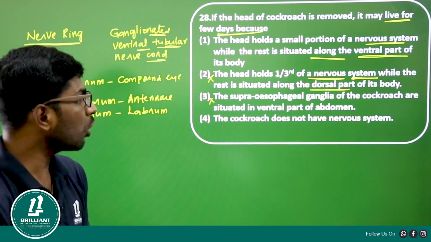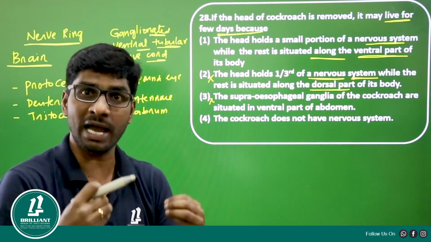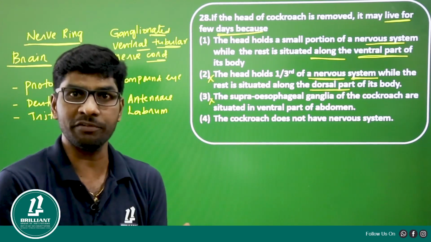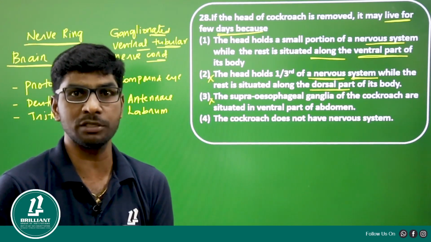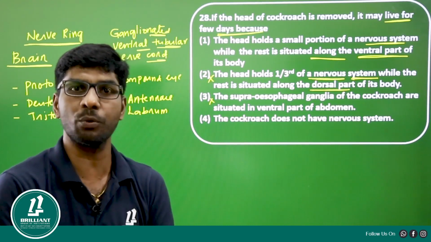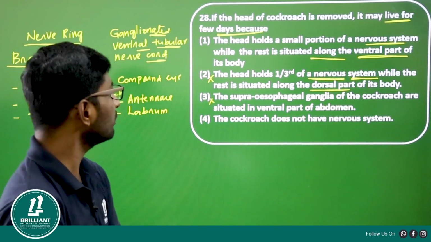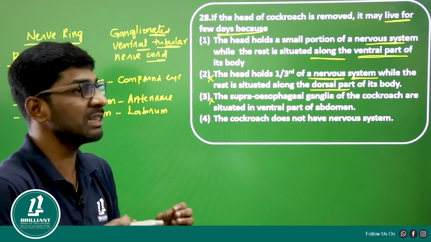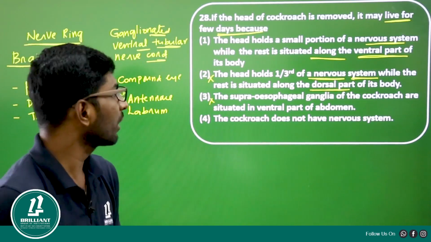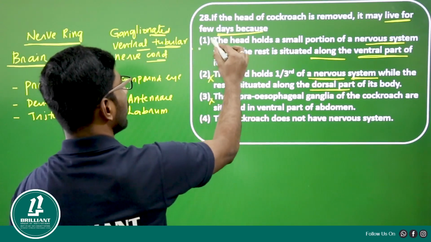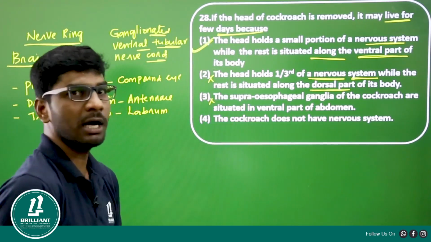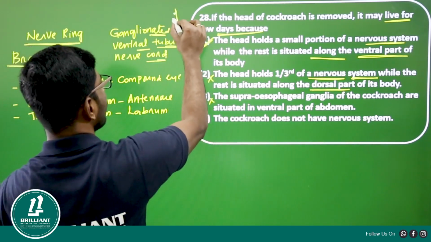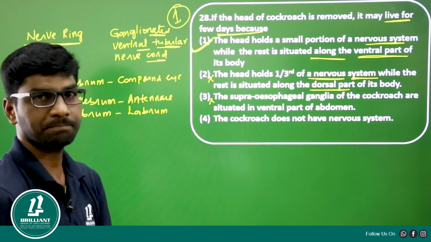Fourth one, the cockroach does not have a nervous system. Cockroach has the nervous system. In the nervous system of cockroach, central nervous system, peripheral nervous system, autonomous nervous systems are present. So, what is the correct answer of the question number 28? Question number 28 correct answer is the head holds a small portion of nervous system while the rest situated along the ventral part of the body. That is the reason why if you remove the cockroach head, it will live for few days. So the correct answer of 28th question is option number 1.